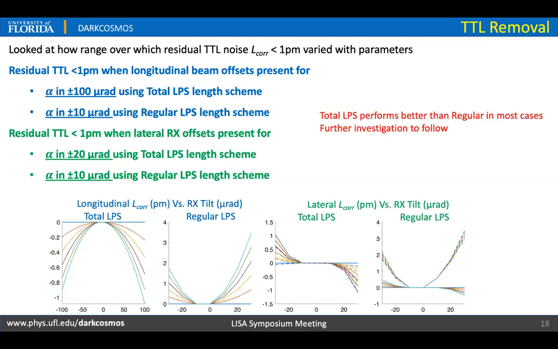While we can sufficiently remove tilt to length using both length formulations as long as the loop controls or keeps bench RX beams alignment within 10 microradians, it appears the total LPS length scheme is more successful for reducing tilt to length coupling. We have yet to understand why, but we will continue testing in setups more consistent with LISA's to see whether we need to change how we plan to measure length signals in the mission.